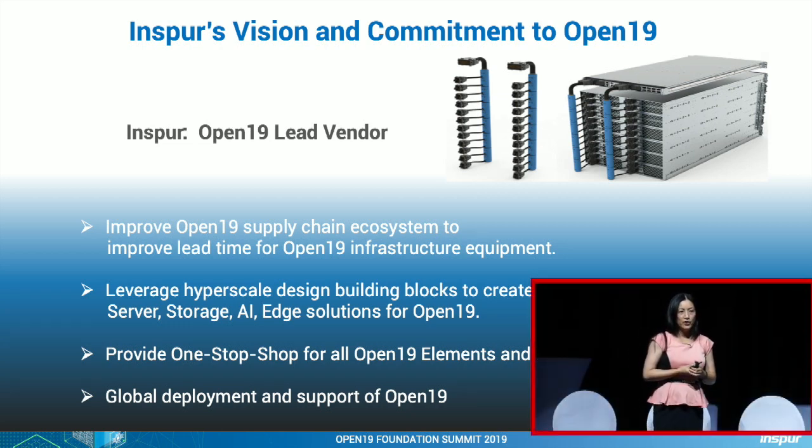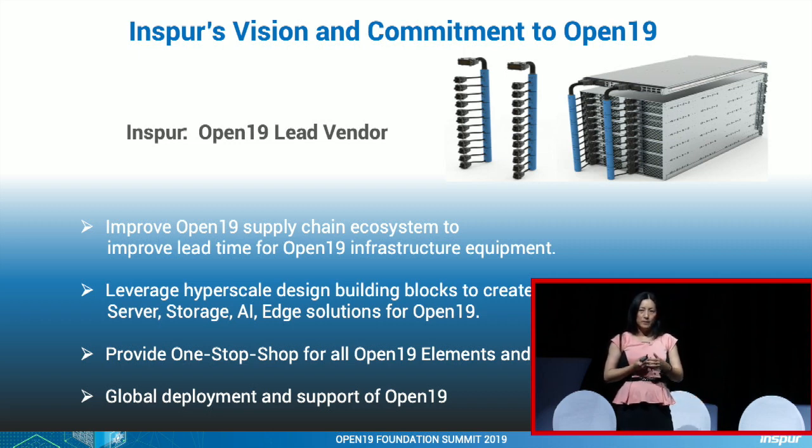Our vision and our commitment to Open19 is that we want to improve the Open19 supply chain ecosystem, because right now, it is quite difficult for customers to source Open19 equipment. There is a lot of confusion out there. What is in the Open19 form factor? What is available? Who do I buy it from? Who do I buy these special cables from? Who do I buy the cage from? And who do I buy the switch from?